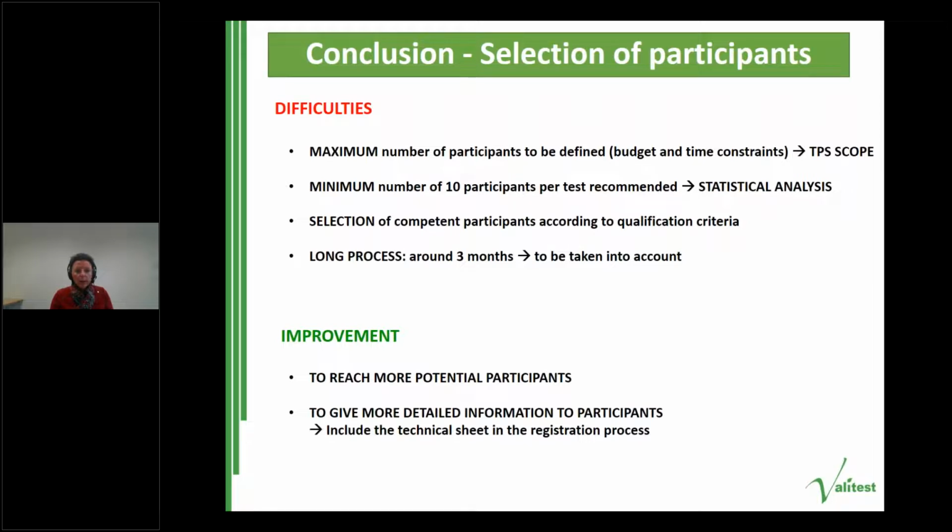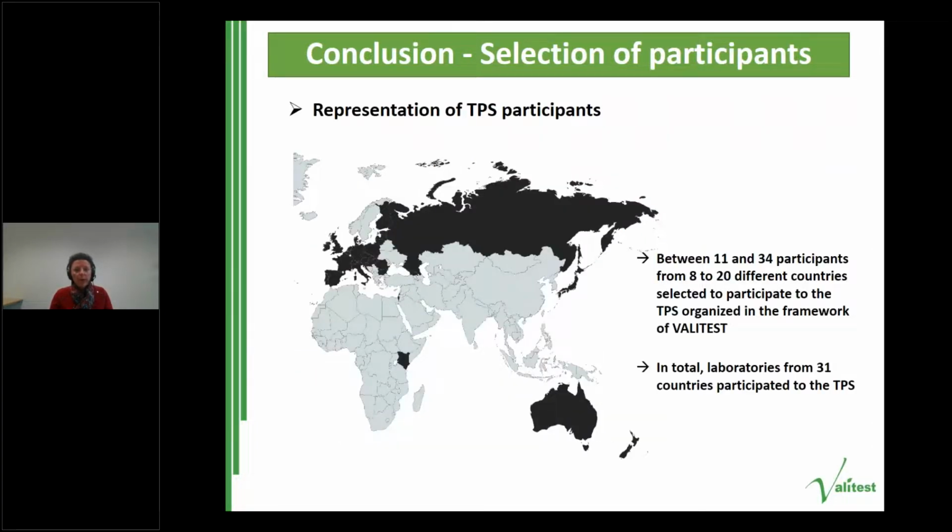TPS organizers proposed some improvement in the process of selection of the participants to reach more potential participants and to give more detailed information to the participants, including the technical sheet in the registration process. So as a conclusion, we can notice that between 11 and 34 participants from 8 to 20 different countries were selected to participate in the TPS organized in the framework of VALITEST project. In total, laboratories from 31 countries participated in the TPS.